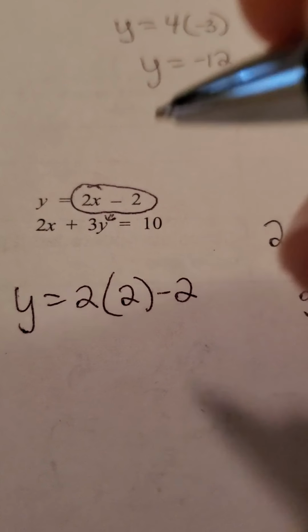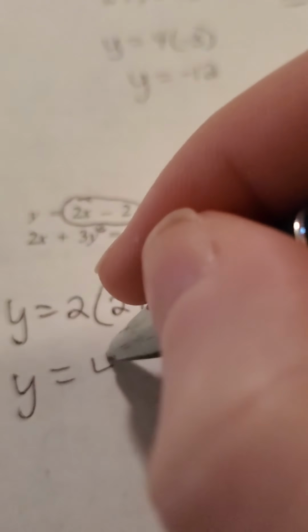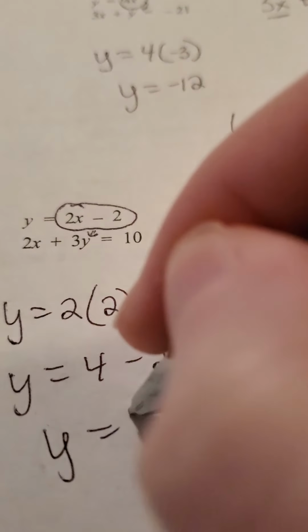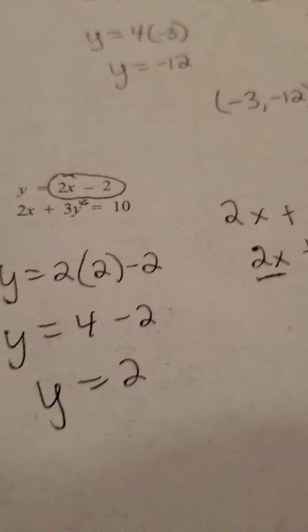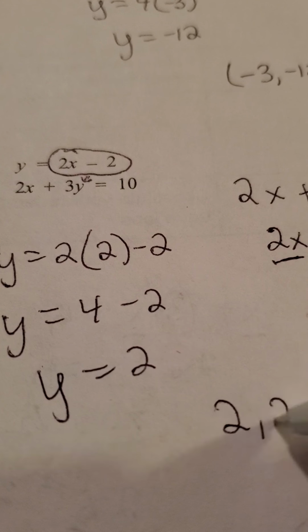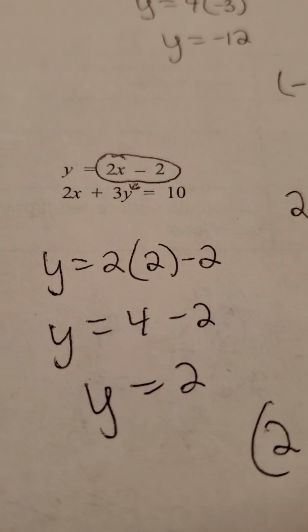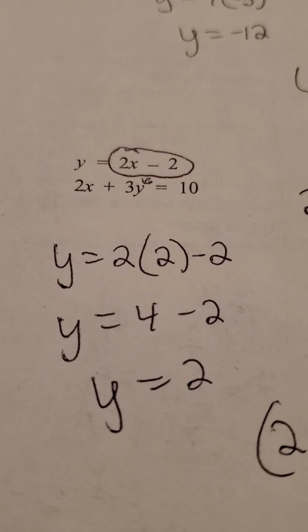Alright, so 2 times 2 is a 4. And 4 minus 2 is 2. So our solution this time is going to be 2 comma 2. And I can plug in. So 2 times 2 is 4. 4 minus 2 is 2.